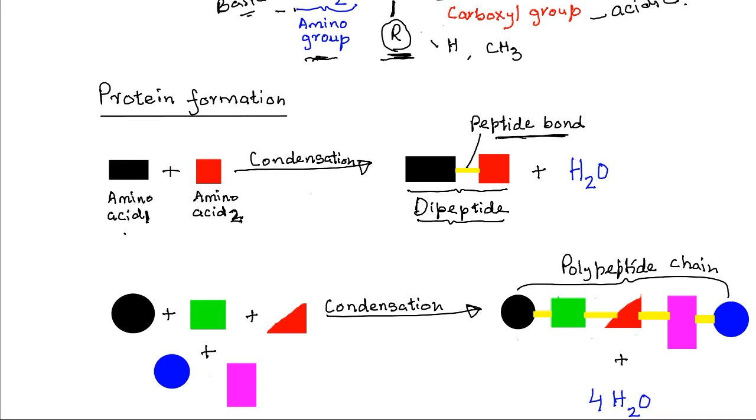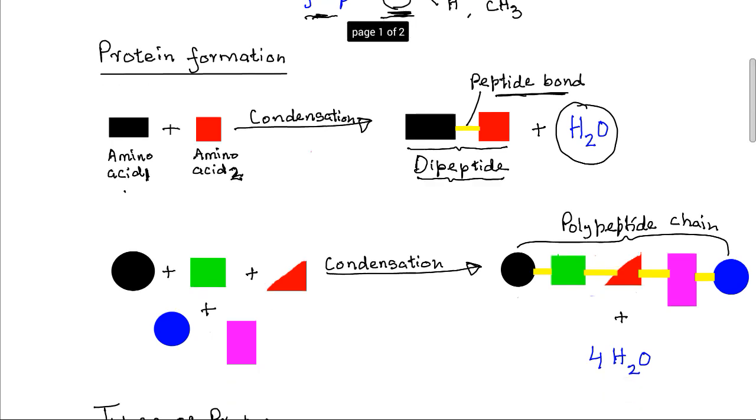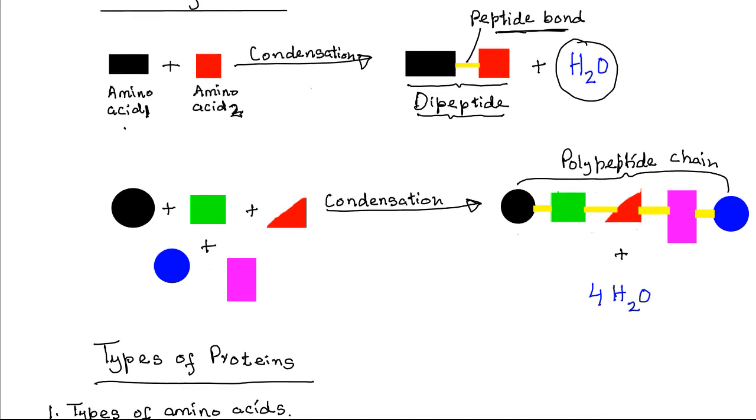Now, just like in any other condensation process, water is removed in the process. So to create this peptide bond, a water molecule is lost. Now, when more than 2 amino acids combine, like here we have these figures that represent different amino acids, in shape and color. So we have 1, 2, 3, 4, 5 amino acids. They combine through condensation. They form a polypeptide chain.